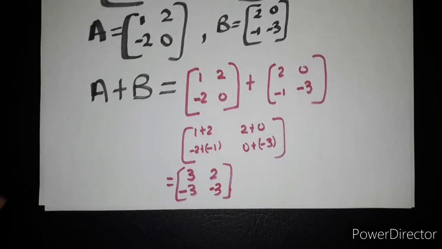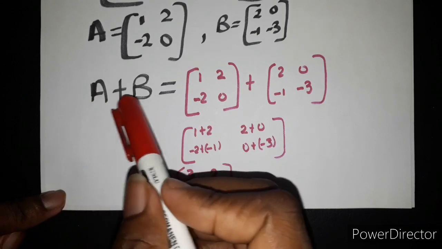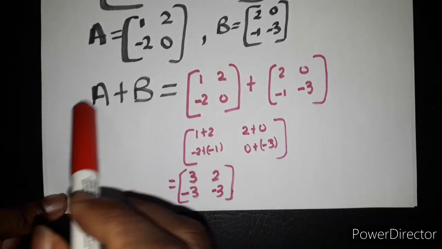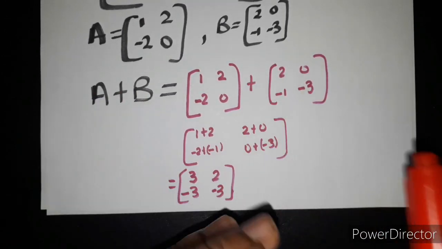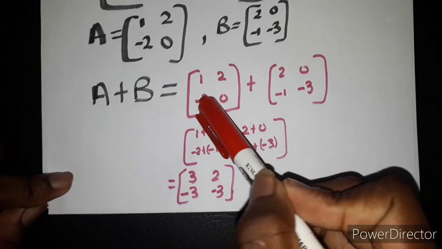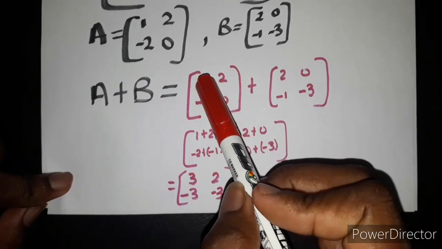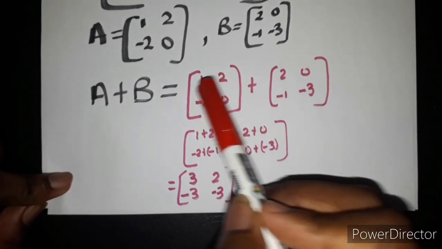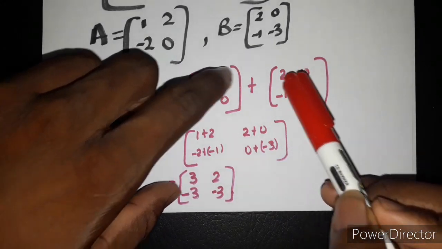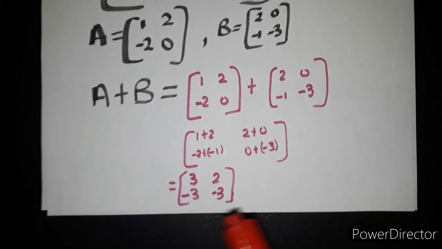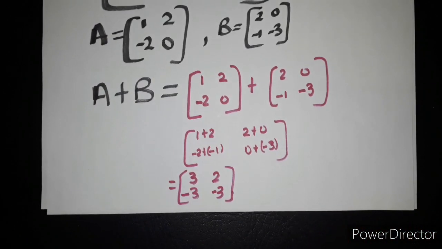Now, if you wanted to subtract A from B or B from A, you just do the same thing. You put down the elements of A, you put the subtraction sign, put the elements of B, and you subtract the corresponding elements. So this will subtract this, this will subtract this, and so on. So when you're adding and subtracting, you're doing the same thing. The only difference is you're doing what the operation says.